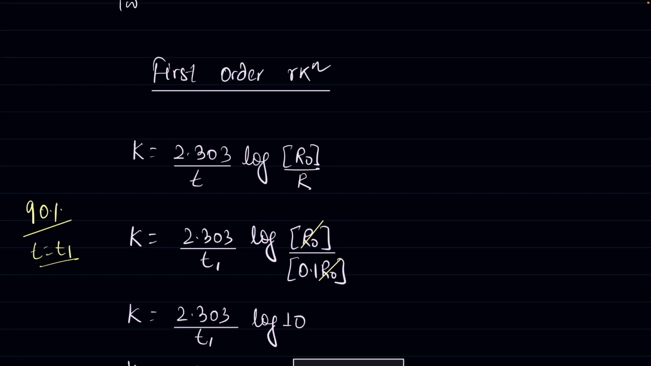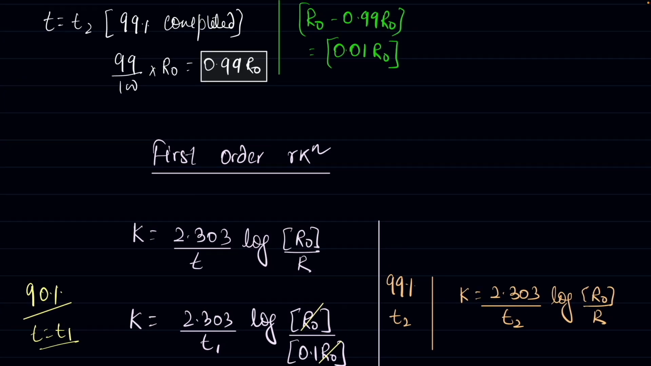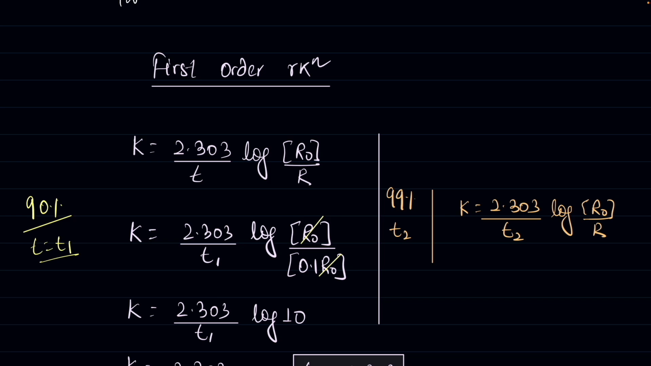Similarly, for the 99% completion, that time is T2. So we can write the formula K is equal to 2.303 divided by T2 log R naught by R, and here this R value is equal to 0.01 R naught. So K is equal to 2.303 divided by T2 log R naught divided by 0.01 R naught. So this R naught gets cancelled.